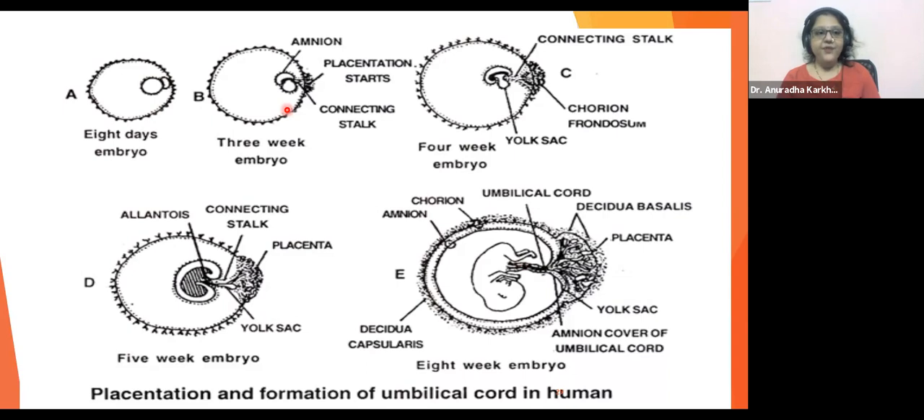Okay. Pay very good attention now. Yeah. So this is the way that decidua basalis is going to be increasing, which is ultimately going to make up the part of placenta.